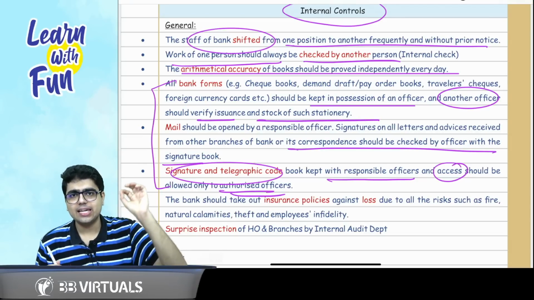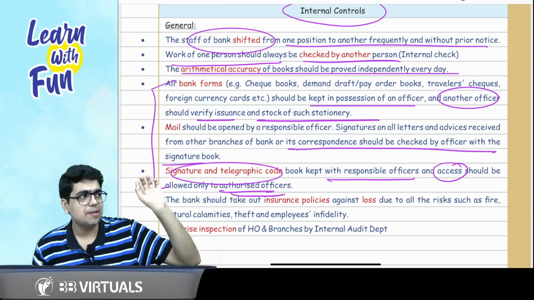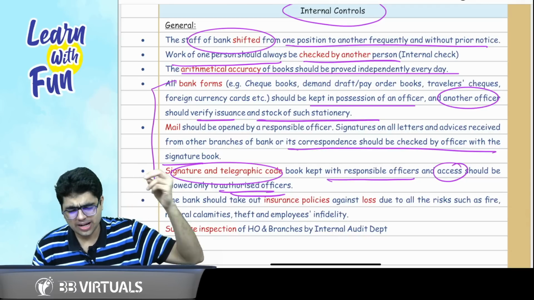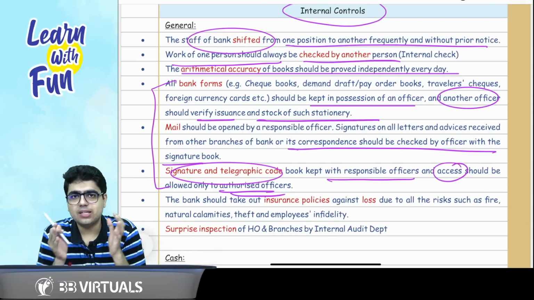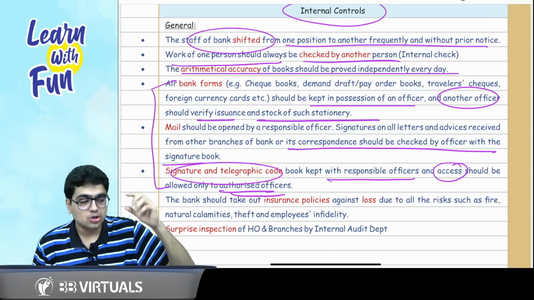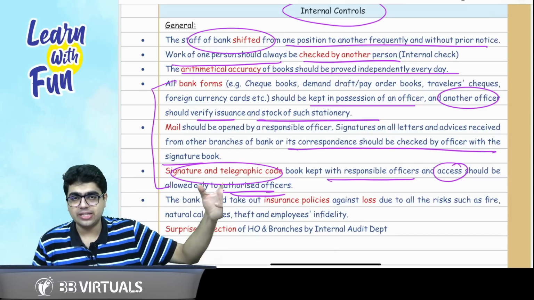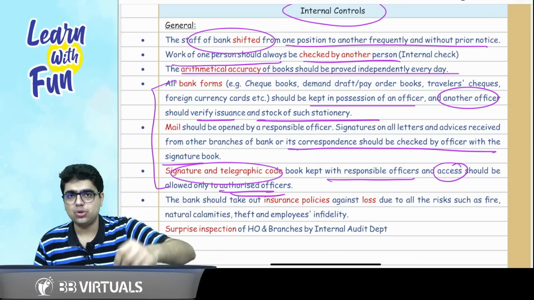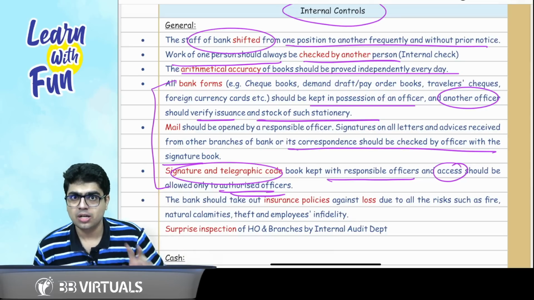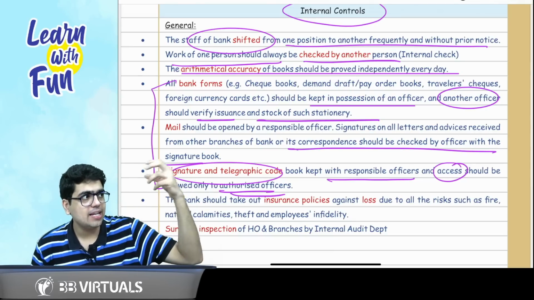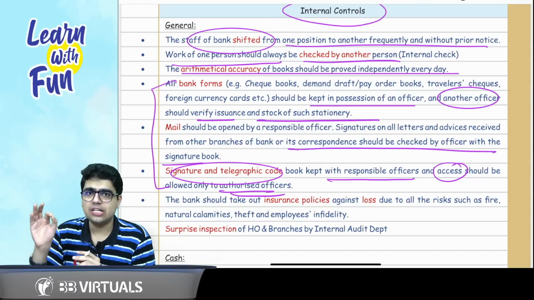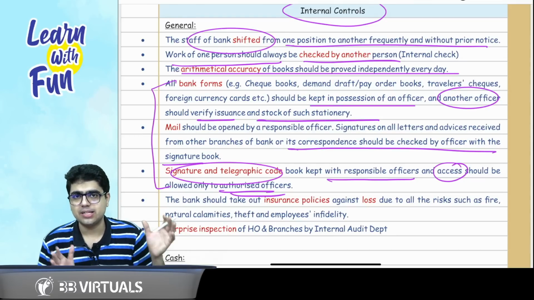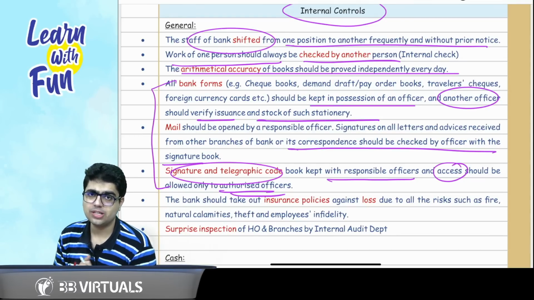In case there is any unutilized stationery like bank drafts, traveler checks, or any other stationery, that stationery should be under the custody of a responsible officer. Another officer should see how this stationery is issued and who is keeping a check of the stock. Plus, if you are getting any demand drafts or any mails from outside, please make sure that the signature is checked by the person having access to the signature book, who should also be a responsible officer.